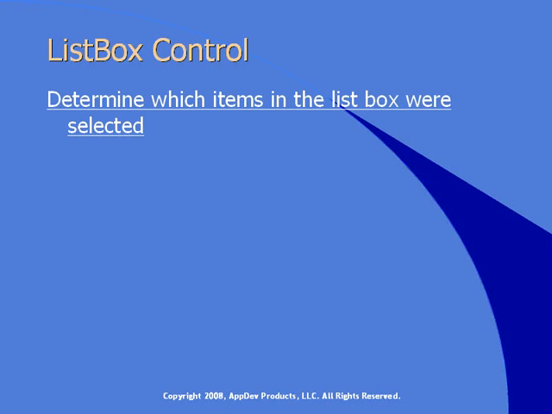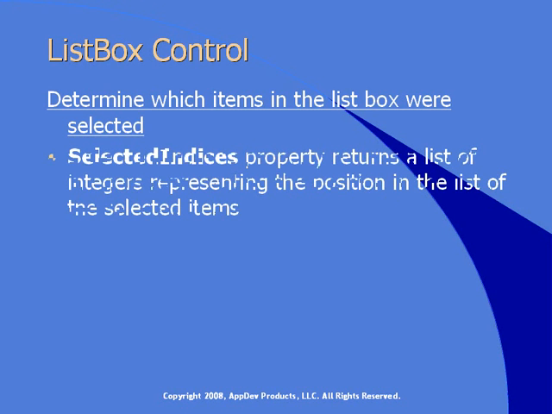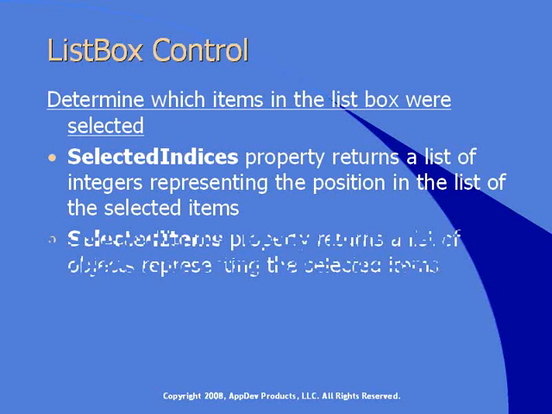Well, if the user can select multiple items in the list box, how do you know which items were selected? You can use the selected indices property to return a list of integers that represent the position of each selected item. So where selected index returns one integer representing the item that was selected, selected indices returns a list of integers representing the items selected. And then similarly, the selected items property returns a list of objects representing the selected items. So let's go take a look at a demo that shows how to use list boxes in forms.